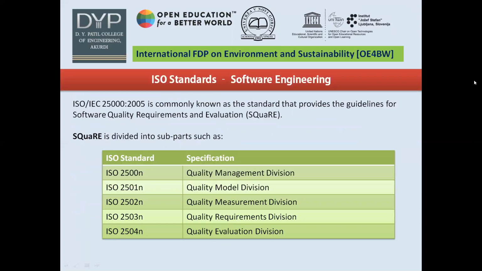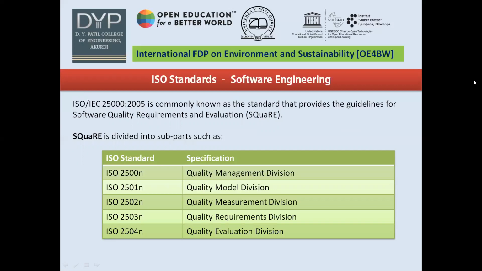Let's see some of the ISO standards related to software engineering. ISO/IEC 25000:2005 is commonly known as the standard that provides the guidelines for software quality requirements and evaluation, also known as SQuaRE. SQuaRE is divided into subparts, which are different ISO standards with their specifications. ISO 2500N is defined for the quality management division.